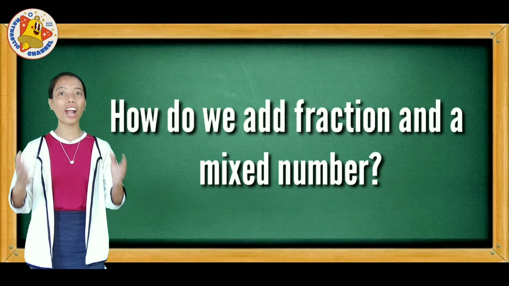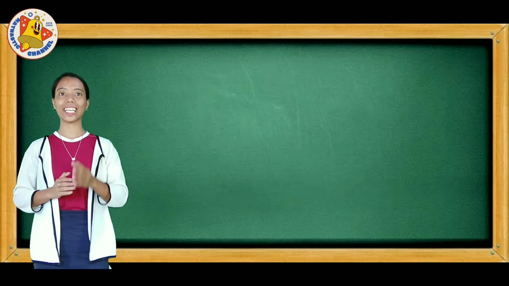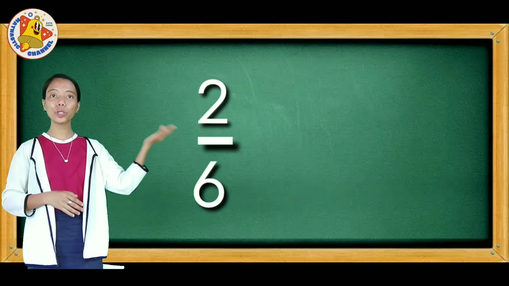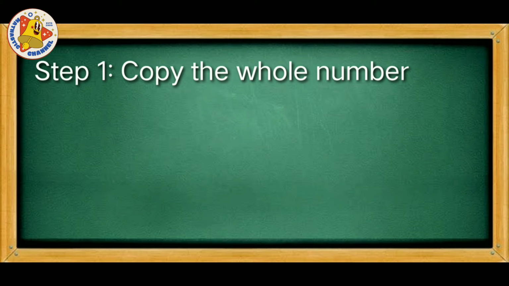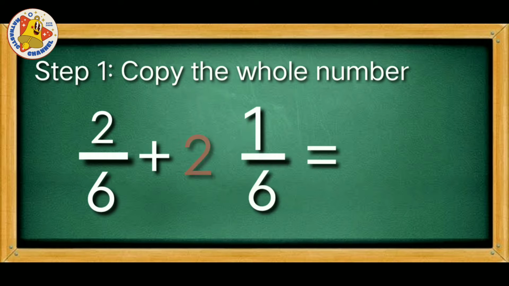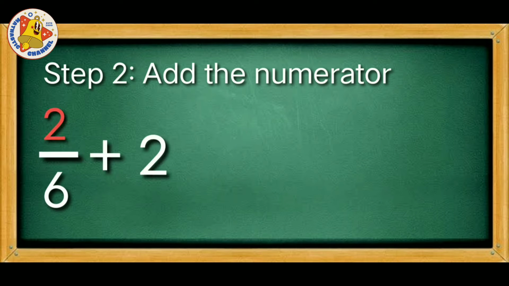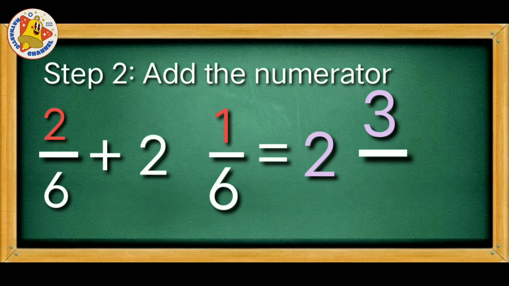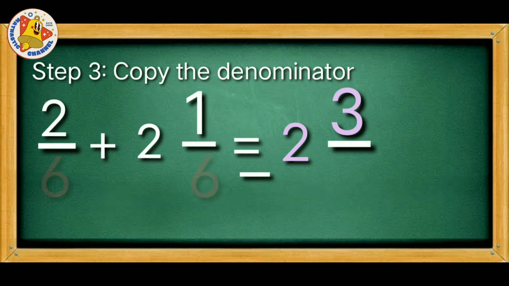How do we add a fraction and a mixed number with the same denominator? Let's take this as an example. 2/6 plus 2 and 1/6. Step 1 is to copy the whole number. In this case, 2 is the whole number. Step 2 is to add the numerators. 2 plus 1 is equal to 3. Step 3 is to copy the denominator. In this case, 6 is the denominator.